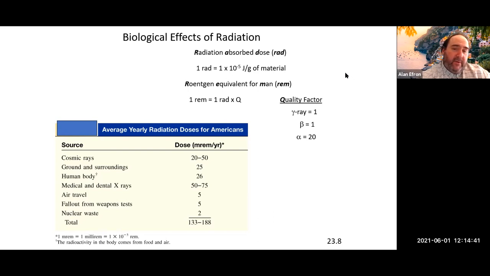There's what's known as a RAD, which is a radiation absorbed dose, and there's a REM, which is the equivalent for humans. For example, in this table, you can see some things that we get exposed to: X-rays, medical, air travel, nuclear waste, if you happen to live near where they test weapons, as well. It depends on where you're at as to what you're exposed to.